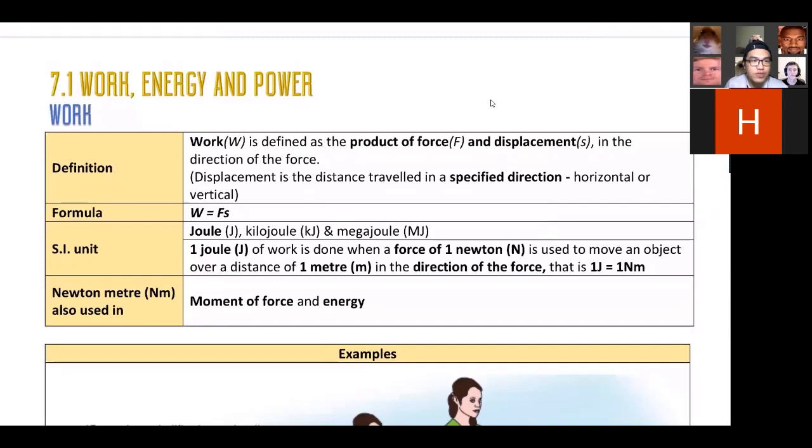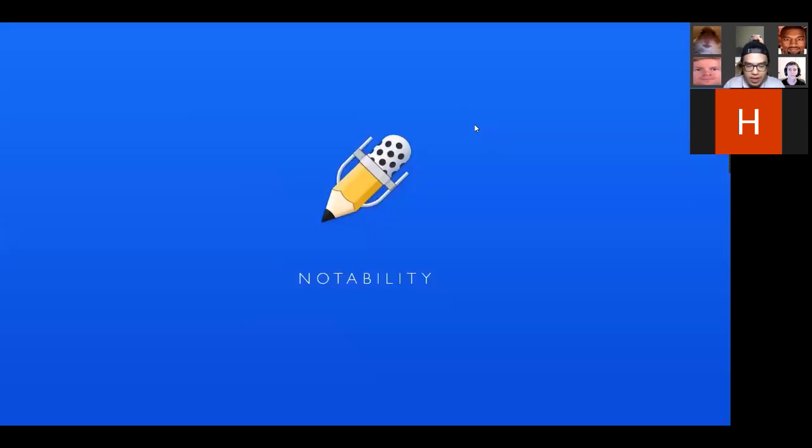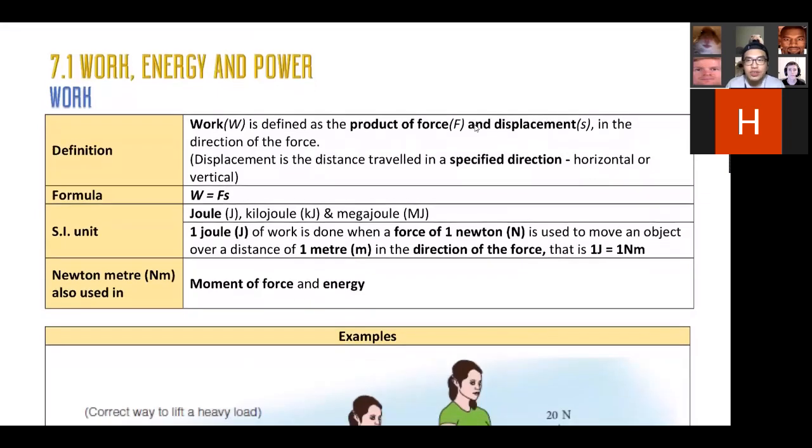Today, we are going to learn about 7.1, which is work, energy, and power. Again, if you don't have the notes, I will upload to the group later. Hope you already have your hard copy. If you don't, you can just use the soft copy. If you don't have your notes right now, you can use a piece of paper and write it down, because basically this chapter, like I said just now, is mainly calculation. All right, so let's begin.